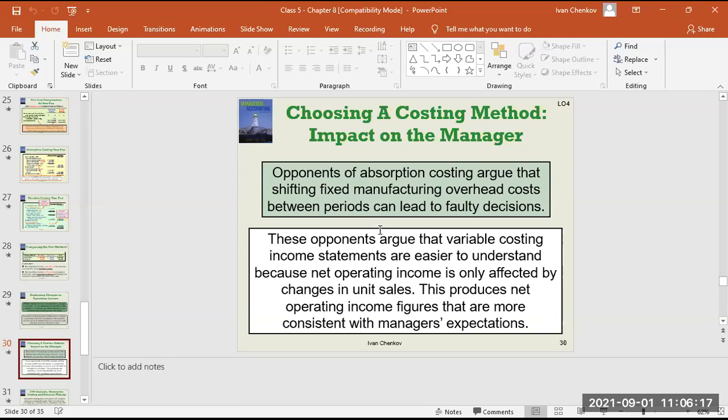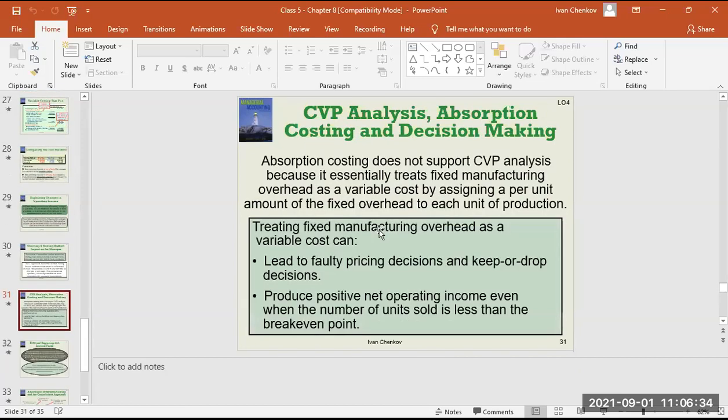The opponents against the variable costing argue that variable costing is easier to understand because the net operating income is only affected by the change in unit sales. But this produces net operating income figures that are more consistent with management expectations.